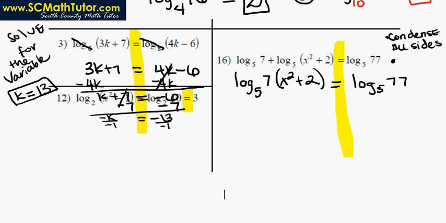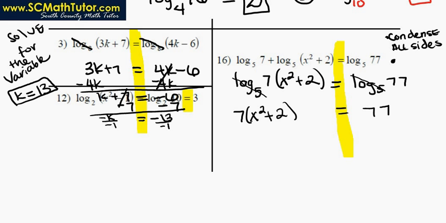Now you are condensed. The next thing we want to do is notice how it's the exact same log: log base 5 on both sides. You can now cross that out because they're on both sides. So you do the same operation, cross it out. And now you have 7 times x squared plus 2 equals 77. Okay, I see a quadratic equation because this is an x squared.